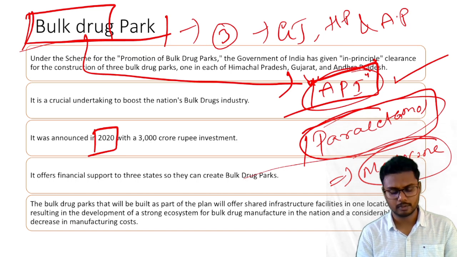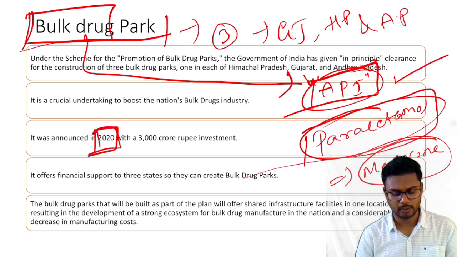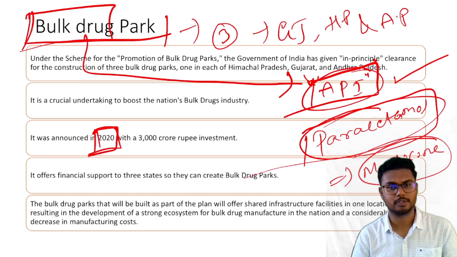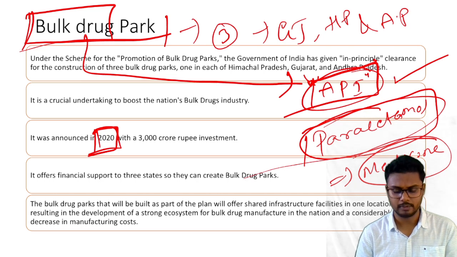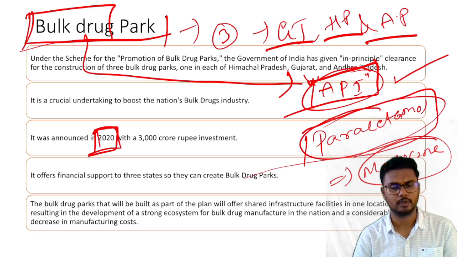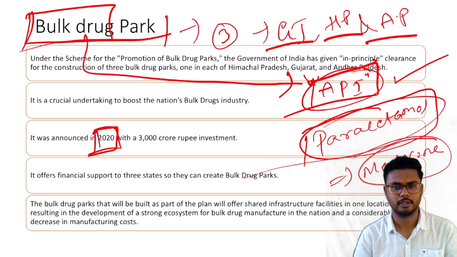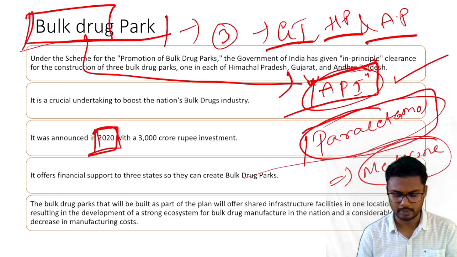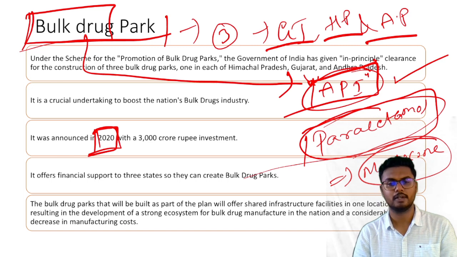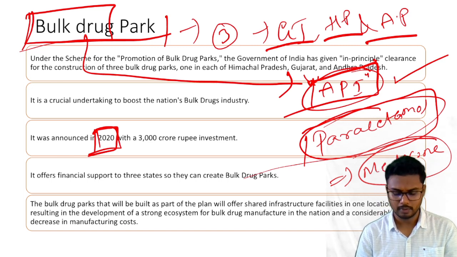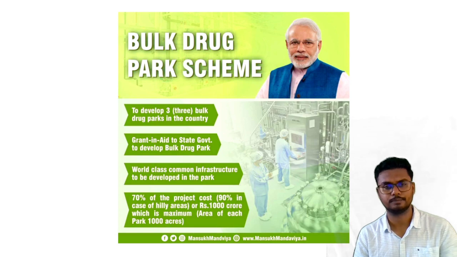Right? A scheme related to this bulk drug park was announced in 2020 with a 3,000 crore rupee investment by the government of India for the promotion of bulk drugs in India, and the three states are Gujarat, Himachal Pradesh, and Andhra Pradesh. Under this scheme, the center shall provide financial support to the three states so that they can create bulk drug parks. These parks will have shared infrastructure facilities in one location, resulting in the development of a strong ecosystem for bulk drug manufacturers in India.